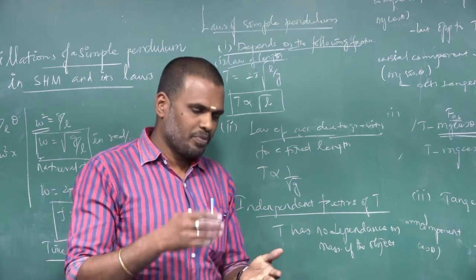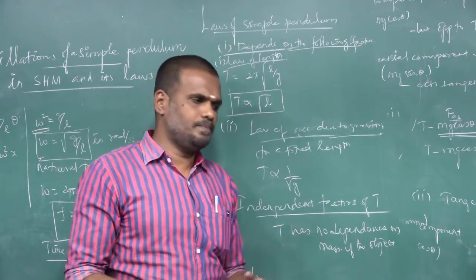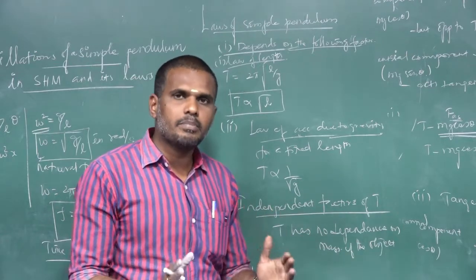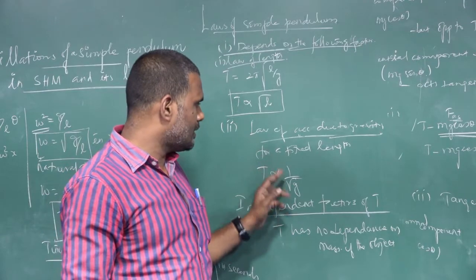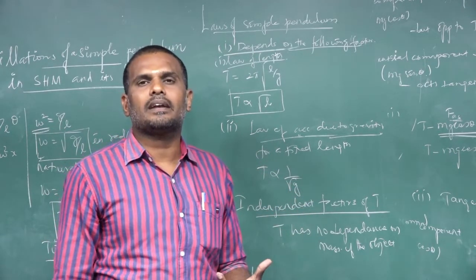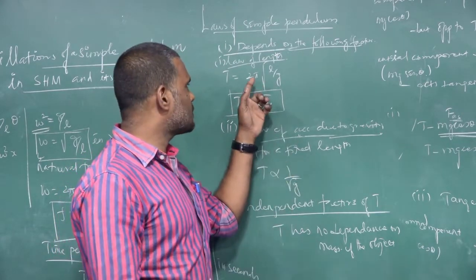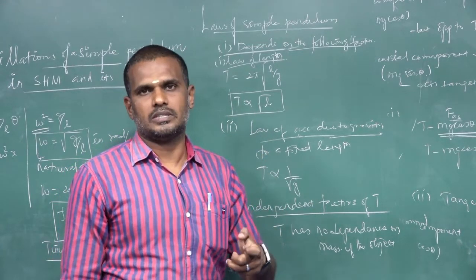Hence, we can say whether an elephant is swinging or an ant is swinging, you can consider any object, whatever is swinging, it doesn't matter, the time period of oscillation remains the same for the given length and at a given place. Then the second factor is that time period has no dependence on amplitude. In this expression, we are not getting any term related to amplitude of oscillation.